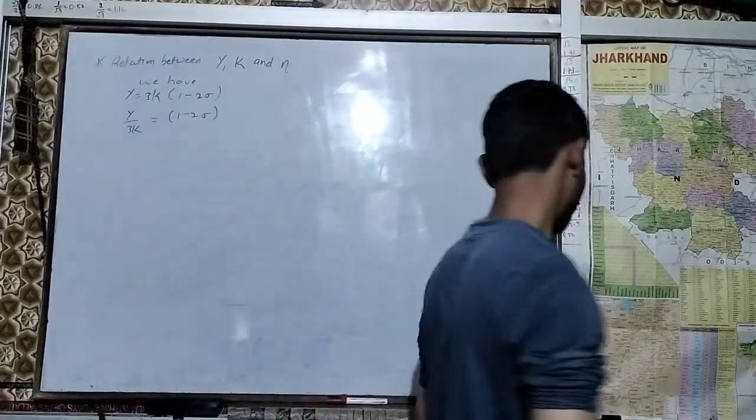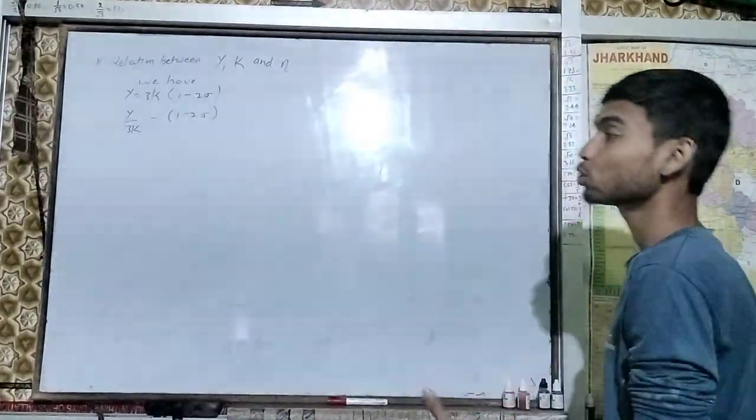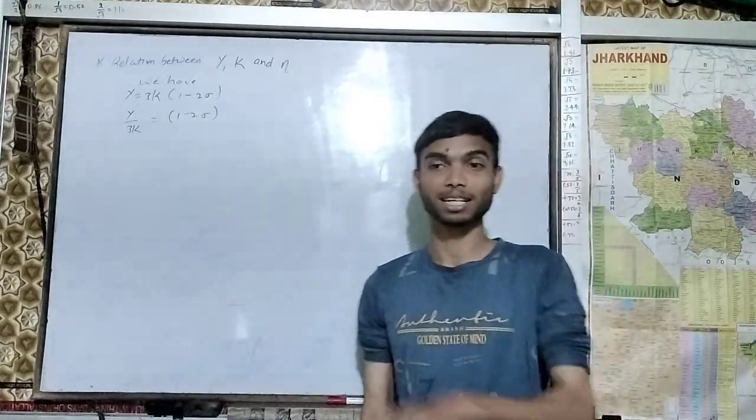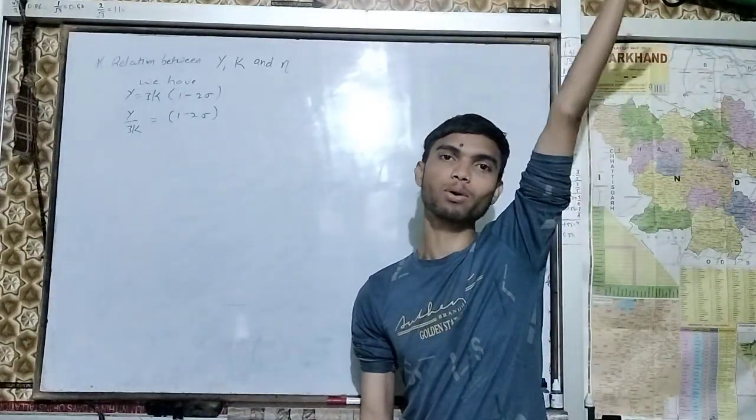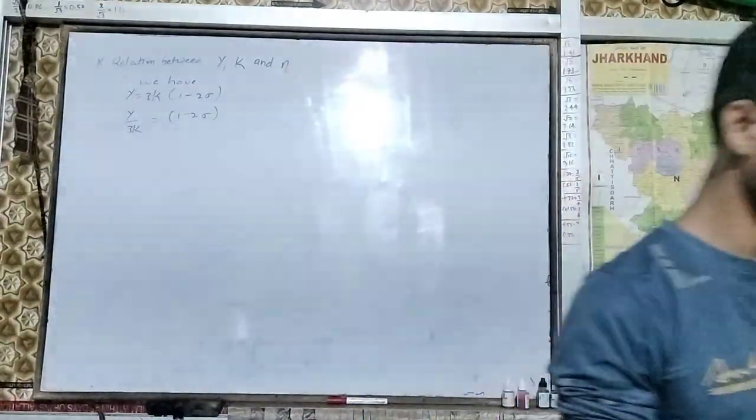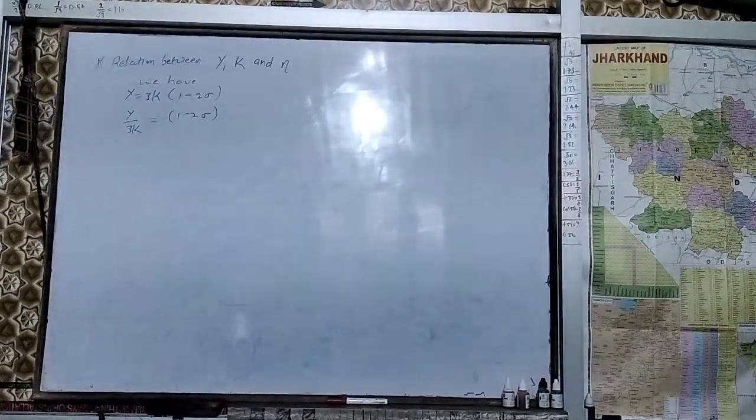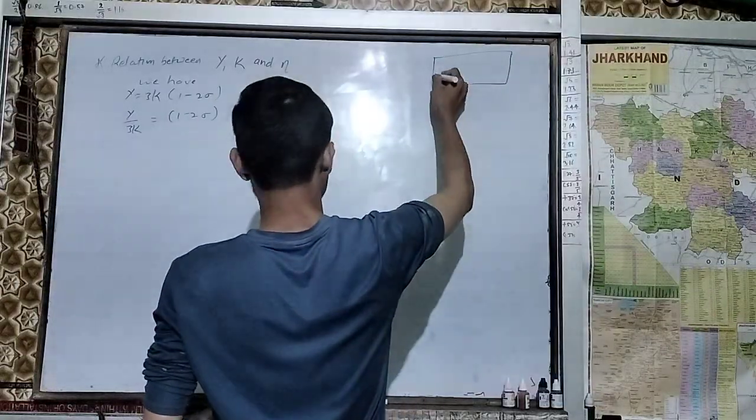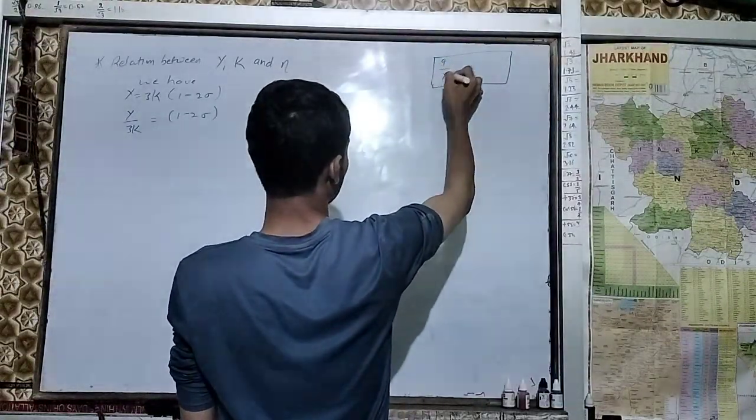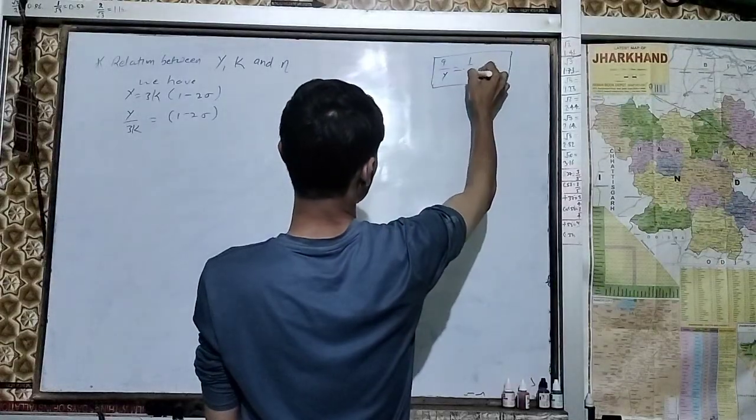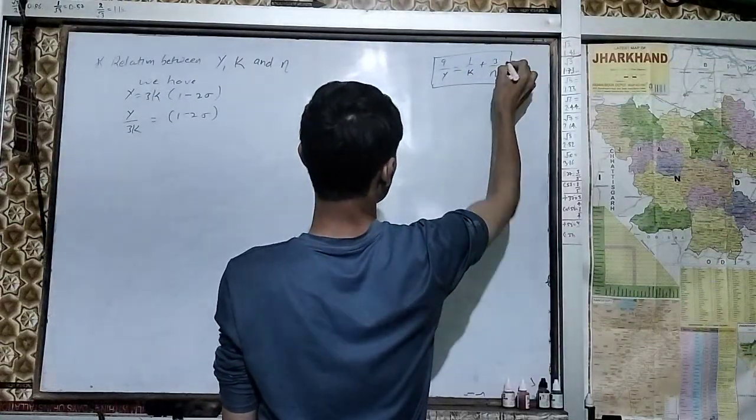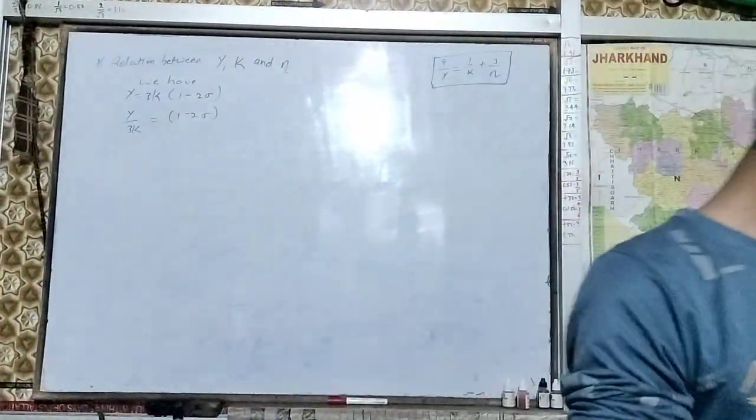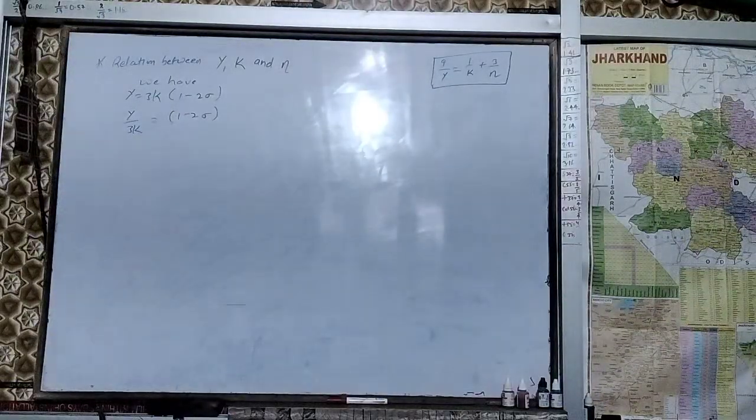First of all, let me write where we should stop. This is important. Where should we stop? Otherwise it will go on and on. So I would say it should stop over here: 9 upon y is equal to 1 upon k plus 3 upon eta. Here is where we have to stop.